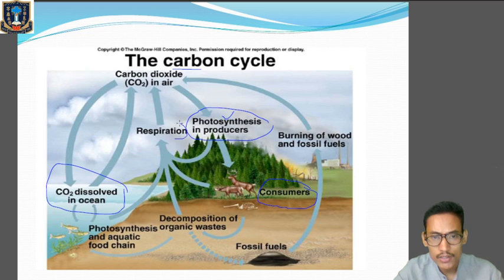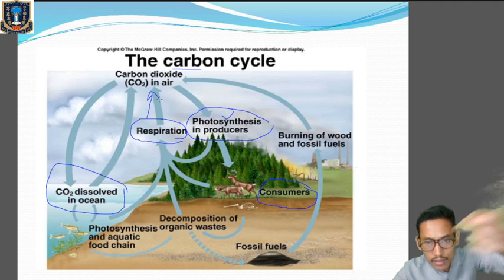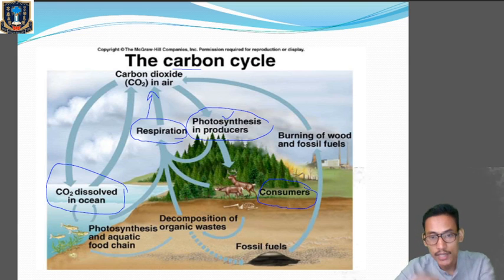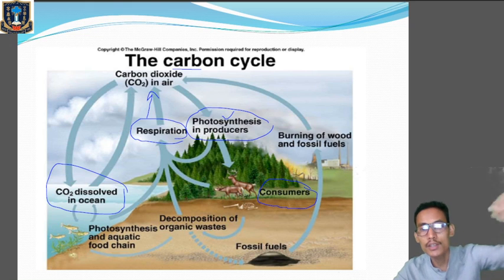They will go for respiration, and carbon dioxide will be again released back into the air. So there is cyclical use of carbon, or carbon dioxide, between the producer and the consumer, which is again giving it back into the atmosphere.